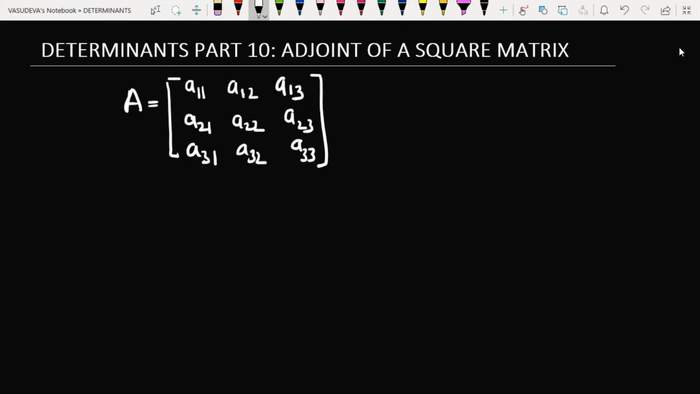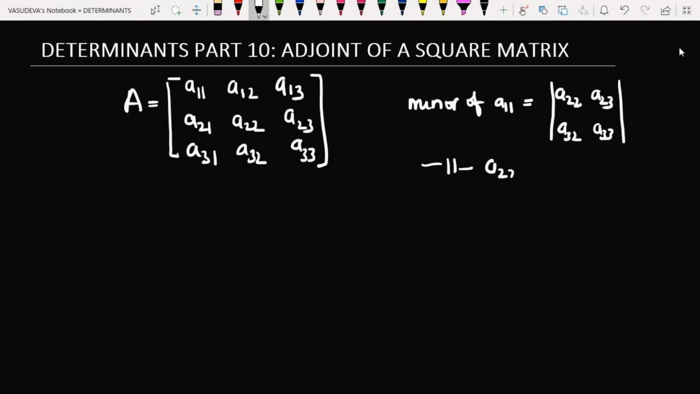Now we know that the minor of an element A11 is the determinant of the elements obtained by deleting the first row and the first column, that is A22, A23, A32 and A33. Similarly, suppose if you want to find out the minor of an element A23, it is the determinant of the elements obtained by deleting the second row and the third column. So when deleting the elements of the second row and the third column, the remaining elements are A11, A12 and A31, A32.